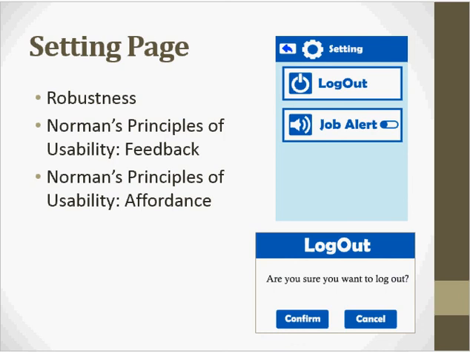We also use the feedback of the Norman principle. The pop-up logout screen asks users whether they are sure to log out. If yes, the confirm button is pressed. Otherwise, the cancel button is pressed. This allows users to continue with their activities. And lastly, we also use affordance in this page. The switching bar allows for switching right or left to turn on or off the alert.